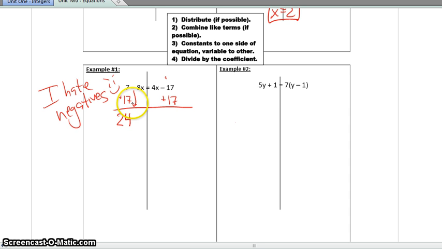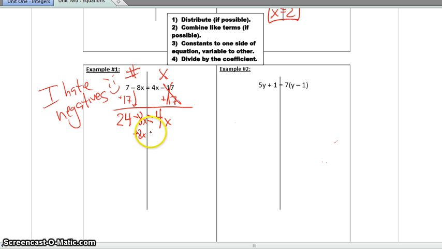Looks like on the right side I have 4x. So on the left side, that must mean I need to only have numbers. Variables to one side, constants to the other. 24 is a number, negative 8x is not. So let's undo that. How do we undo negative 8x?